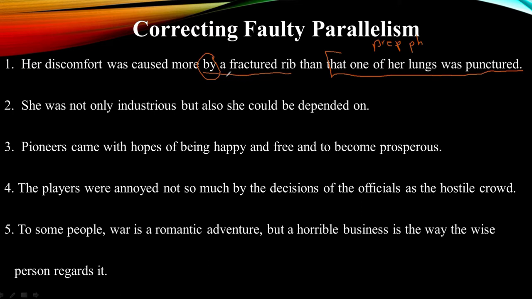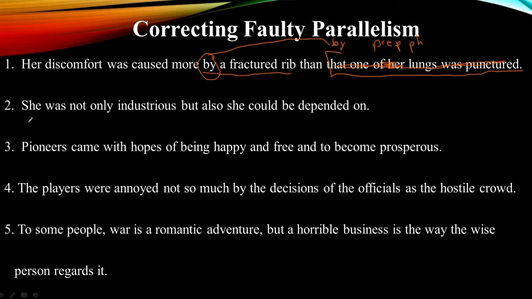So if this were a prepositional phrase, then why not start with the same preposition and say by? Her discomfort was caused more by a fractured rib than by a punctured lung. Just reword the whole thing, then by a punctured lung.